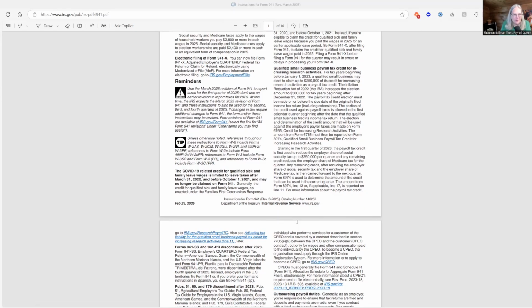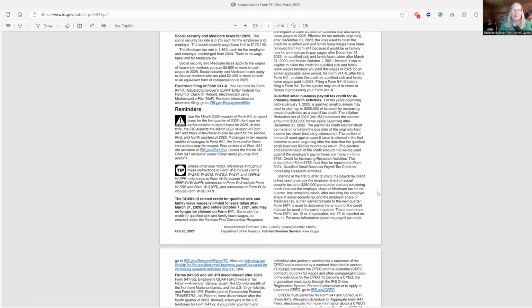References to Form W-2C include 499R-2C or W-2CPR. References to Form W-3 include Form W-3SS and Form W-3PR, and references to Form W-3C include Form W-3CPR.